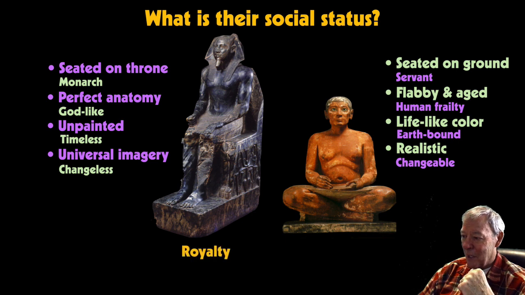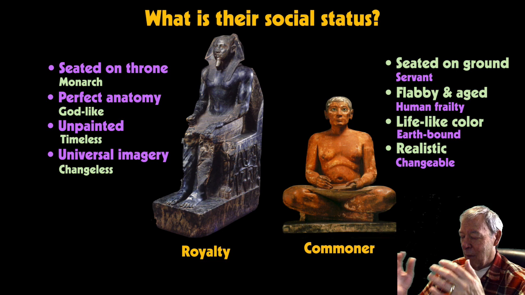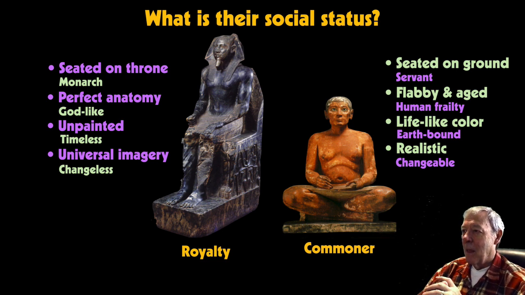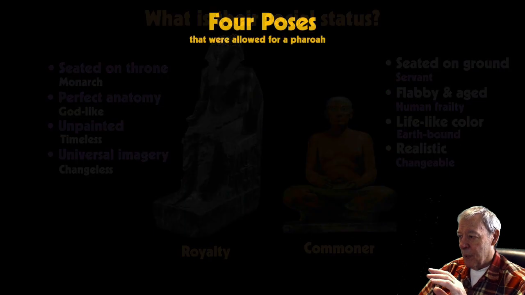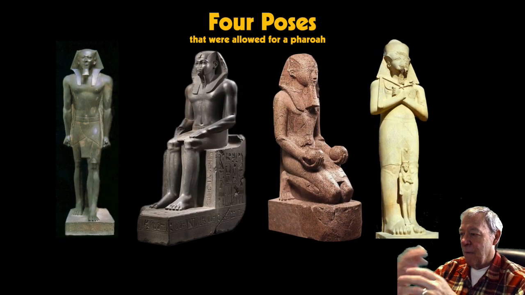So, royalty and commoner, yay, we got it. We made a proper guess to begin with. Okay, now just going to wrap this up with, take a look real quickly just at the 4 poses that that convention allowed the pharaoh to be placed in.